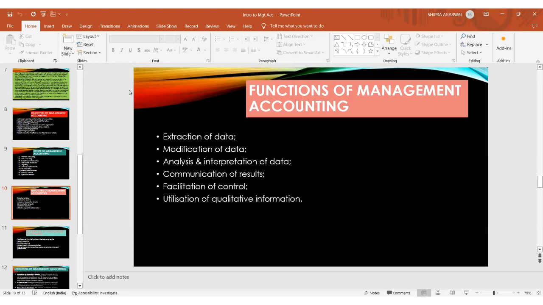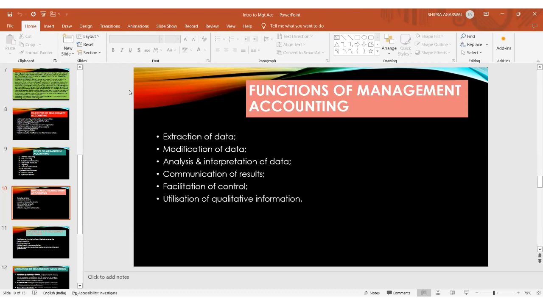So I need to communicate these results. Results means I'm talking about the objectives again, right? The decisions that I have taken. I need to communicate that to my team members or maybe my entire organization, right? Once the result has been communicated, they will start implementing or they will start the actual work. And when they start the actual work, then I need to facilitate control in that, because until and unless I implement control, I will not be able to move ahead in the correct direction.